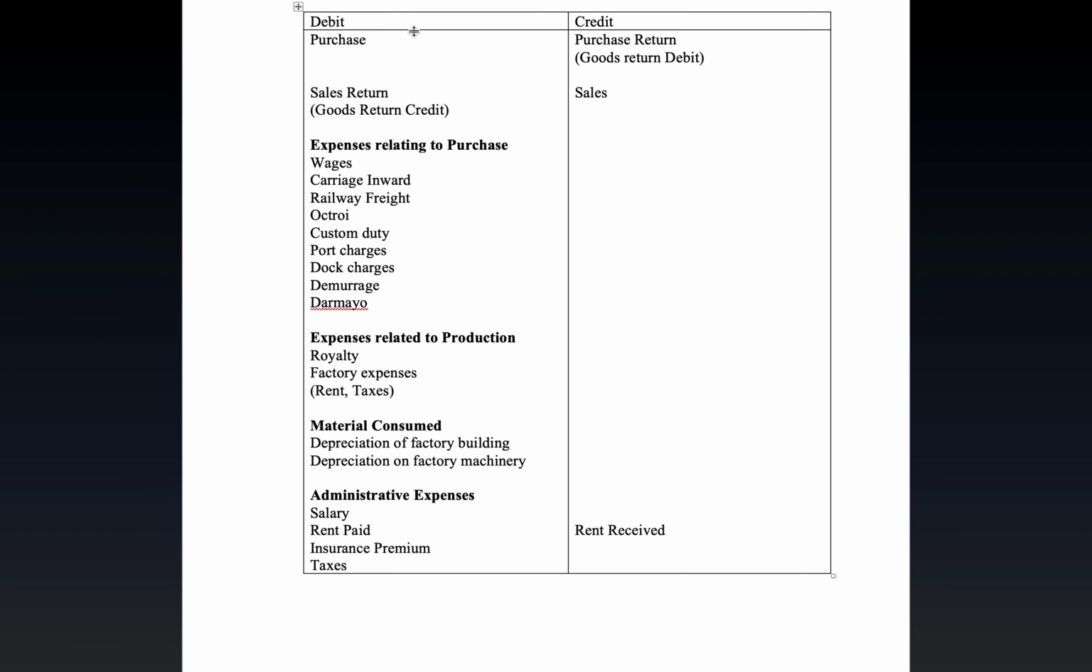Now here I already put the expenses related to the trading account, which will help you to understand the final account. Here you can see the purchase, which remains on the debit side. Purchase returns come on the credit side. Purchase returns are also known as goods returned debit. The account's name can be changed, so it is better to understand what it is known as. Next is sales returns, which come on the debit side. It is also known as goods returned credit.